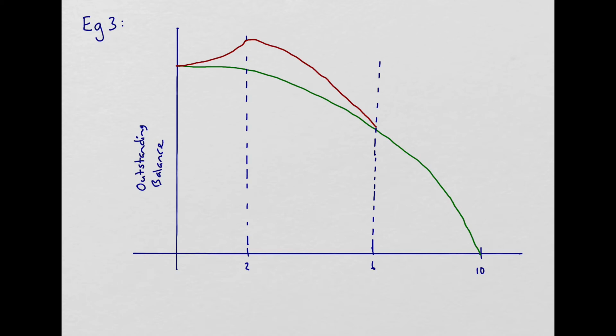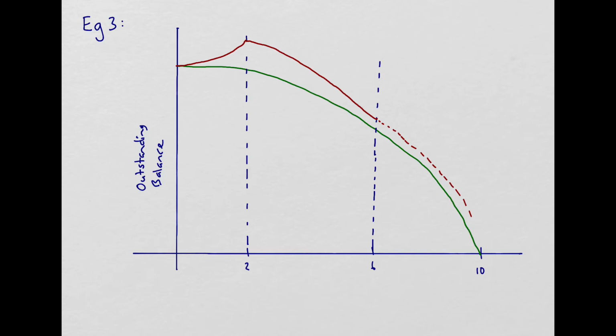Now what's interesting is if he'd carried on like that, I'm going to just redo that line quickly. Okay, if he had carried on like that, yeah, it would look something more like this. Okay, if he'd carried on just making those regular payments, then his outstanding balance would still be higher than what he owes.